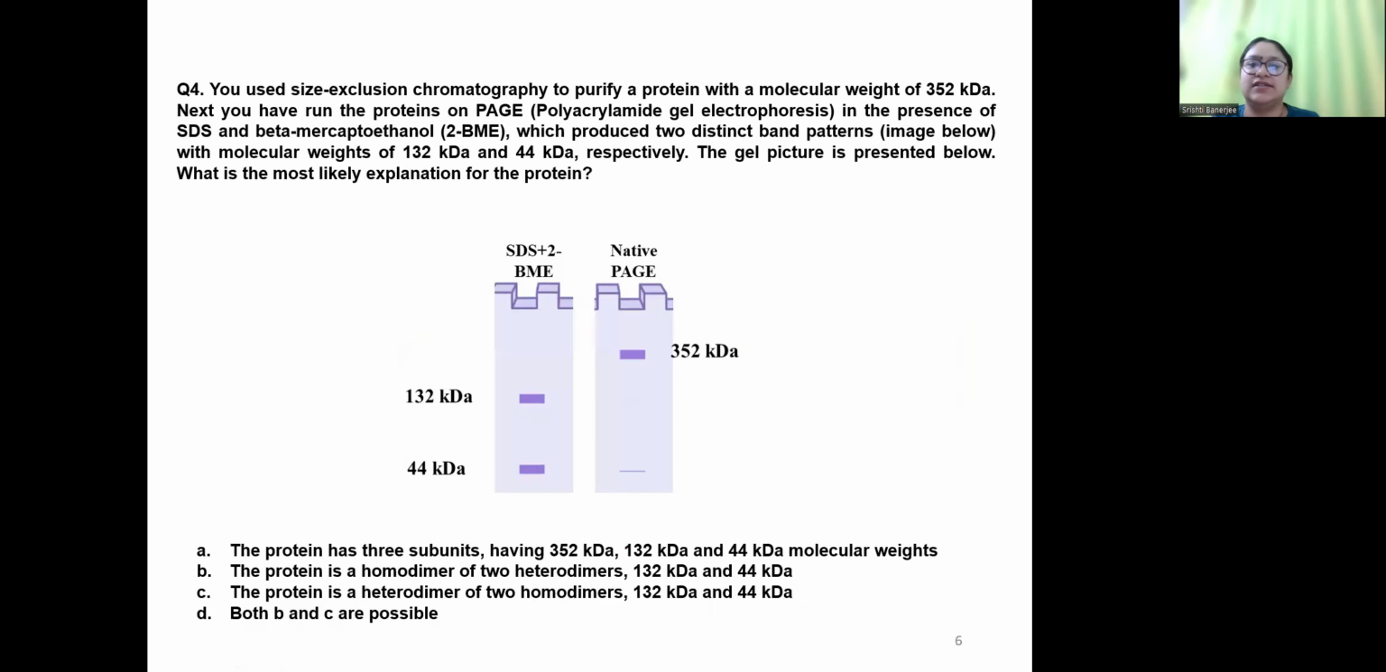Just have a read and then we can discuss. The question says that we have used size exclusion chromatography to purify a protein which has molecular weight 352 kilodaltons. Next, you have to run the proteins. I have discussed earlier, I don't know if you were in that class or not. What is size exclusion chromatography?